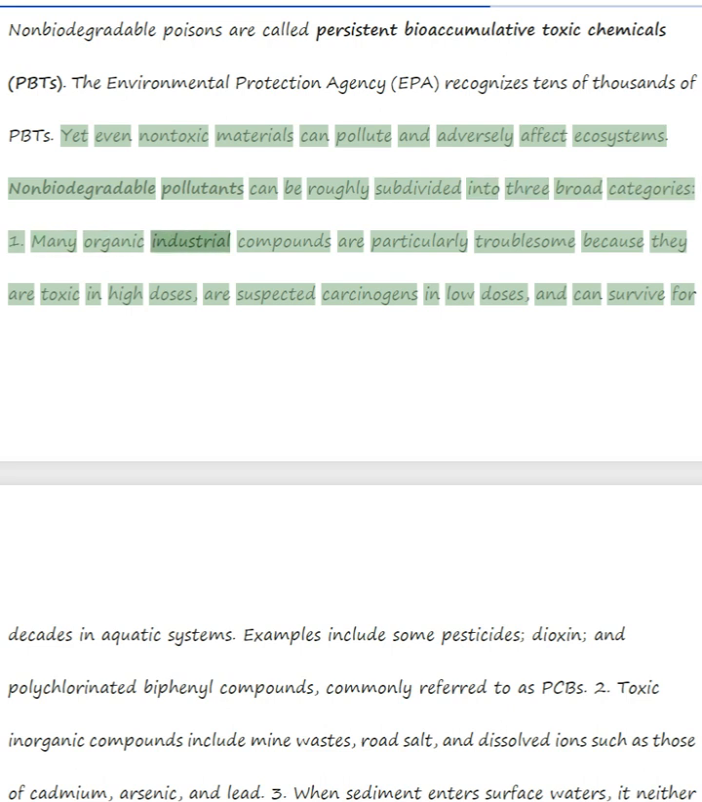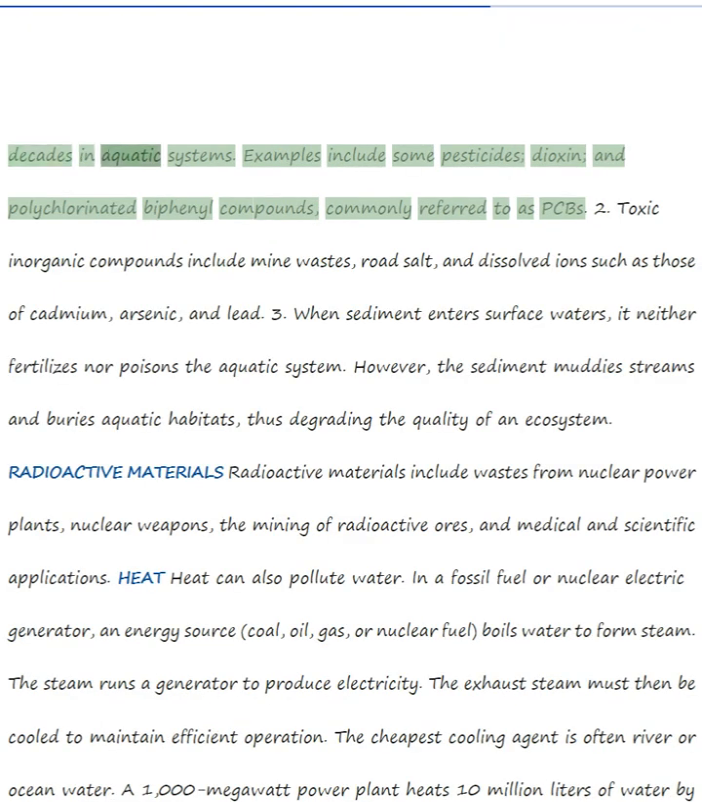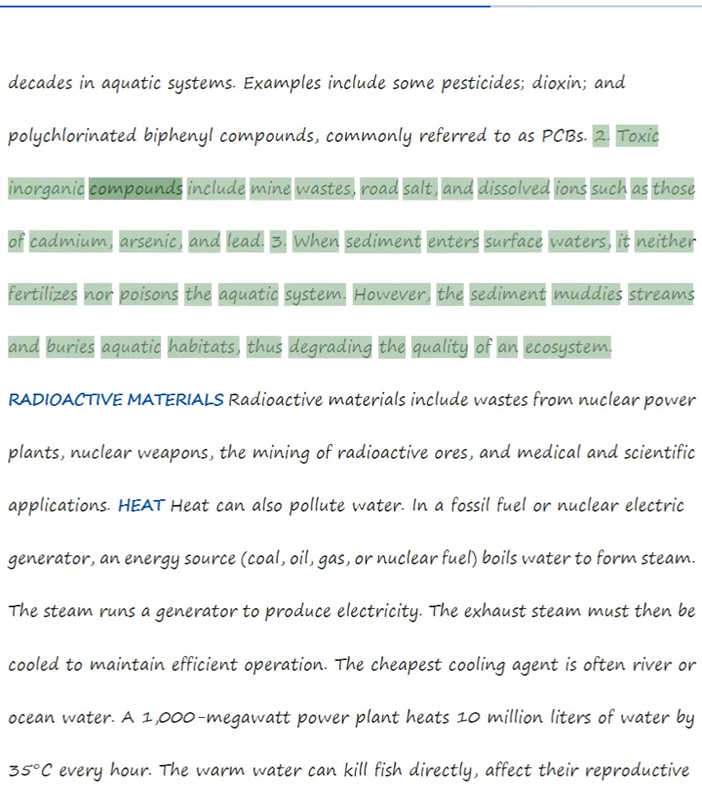1. Many organic industrial compounds are particularly troublesome because they are toxic in high doses, are suspected carcinogens in low doses, and can survive for decades in aquatic systems. Examples include some pesticides, dioxin, and polychlorinated biphenyl compounds, commonly referred to as PCBs. 2. Toxic inorganic compounds include mine wastes, road salt, and dissolved ions such as those of cadmium, arsenic, and lead. 3. When sediment enters surface waters, it neither fertilizes nor poisons the aquatic system.